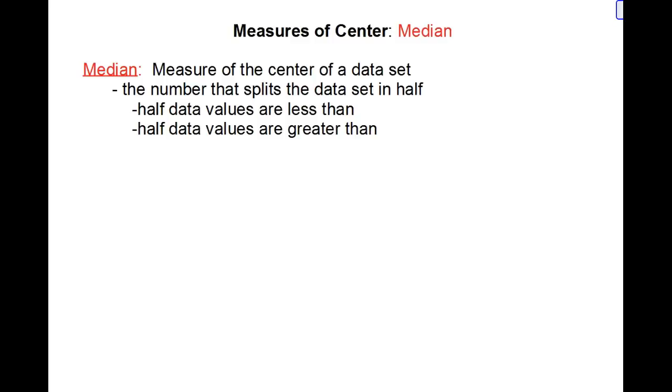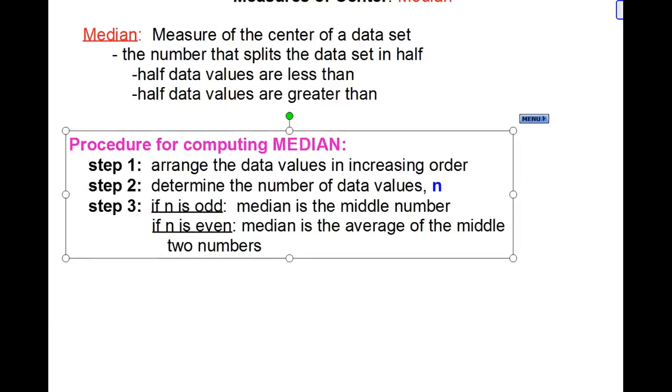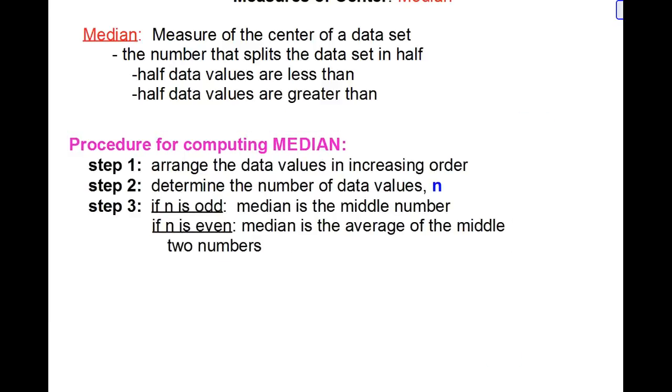Now, when we're discussing median, think about the median of a road. It also splits the highway in half. So the same thing happens with the data set. Now, I want to look at the procedures for computing the median. First thing we need to do is arrange the data values in increasing order. That means go from the smallest number to the largest number.